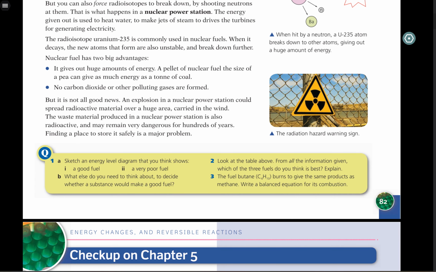Part B of this question says, what else do you need to think about to decide whether a substance would make a good fuel?